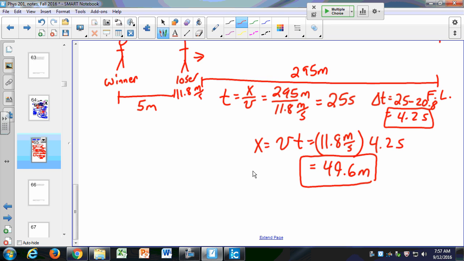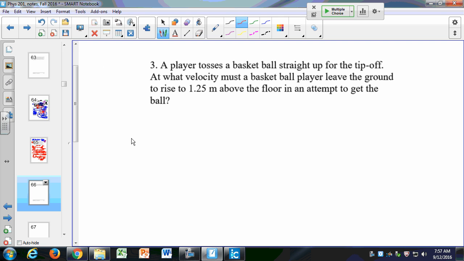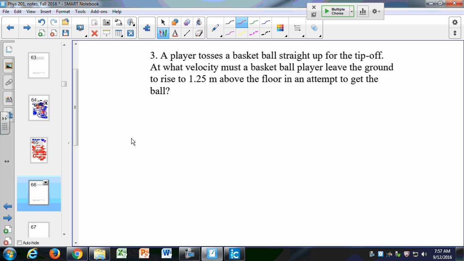Oh, this one's not as complicated. I'm sorry, I sort of worded this one not very well. But it says a player tosses a basketball straight up for the tip-off. At what velocity must a basketball player leave the ground to rise to 1.25 meters, 5 feet or so, above the floor, or about 4 feet, in order to get the ball?